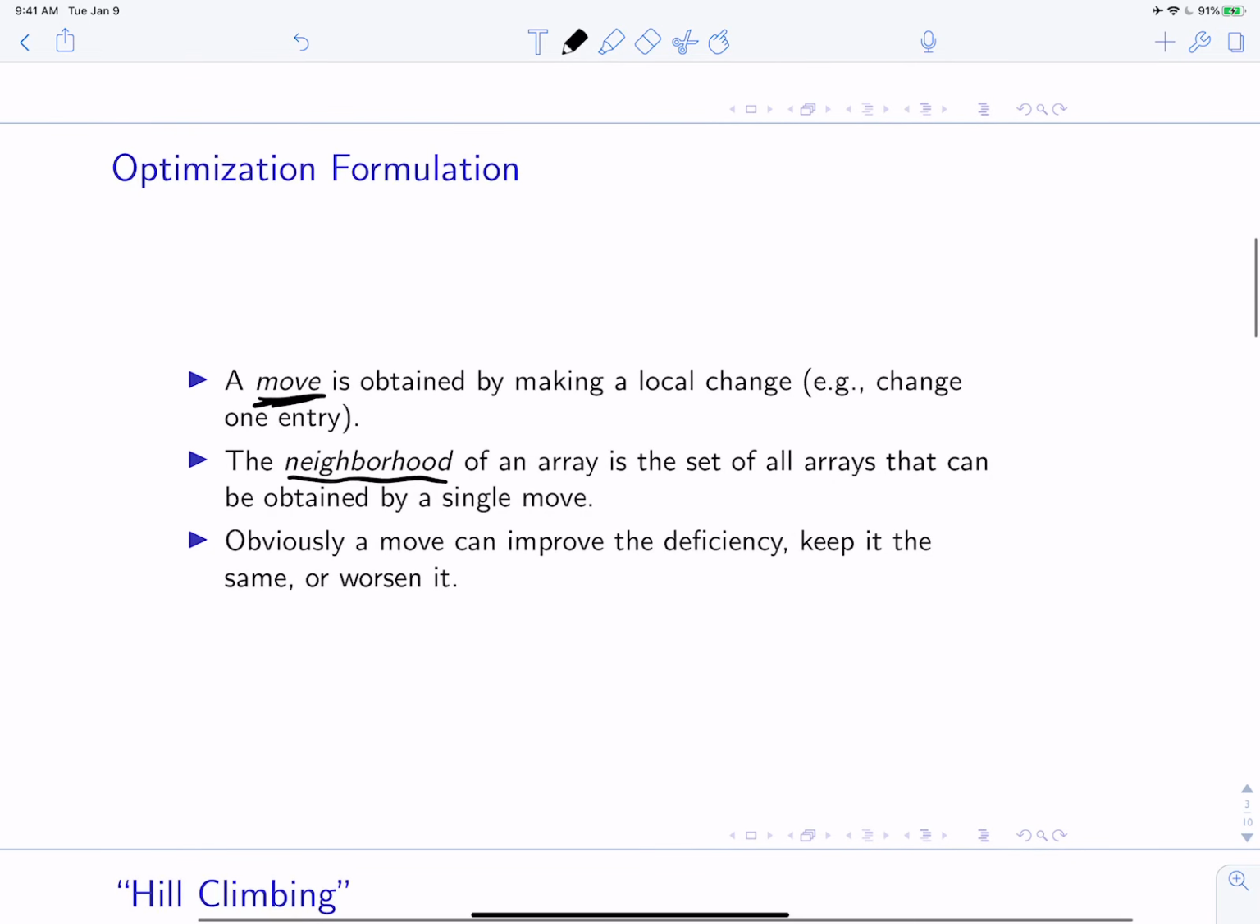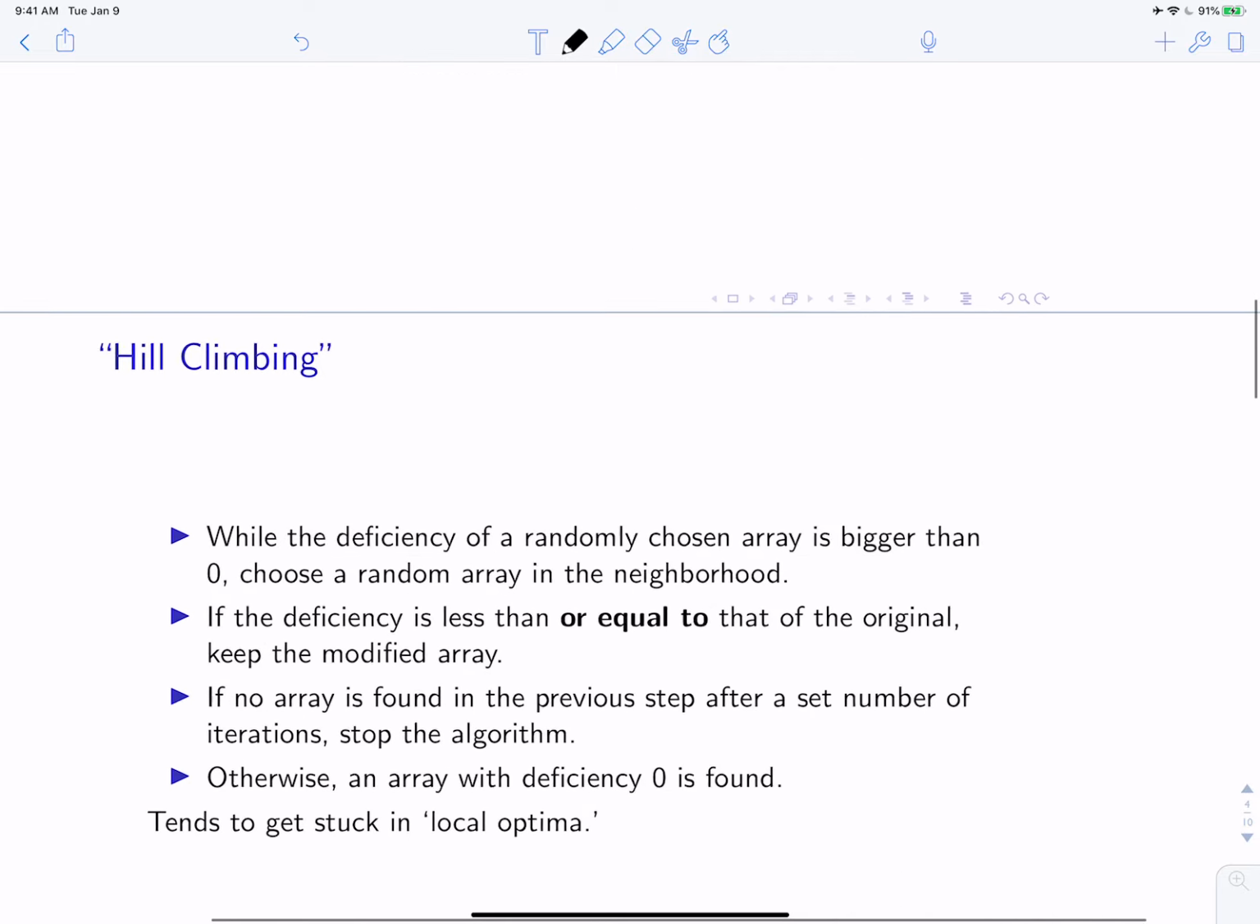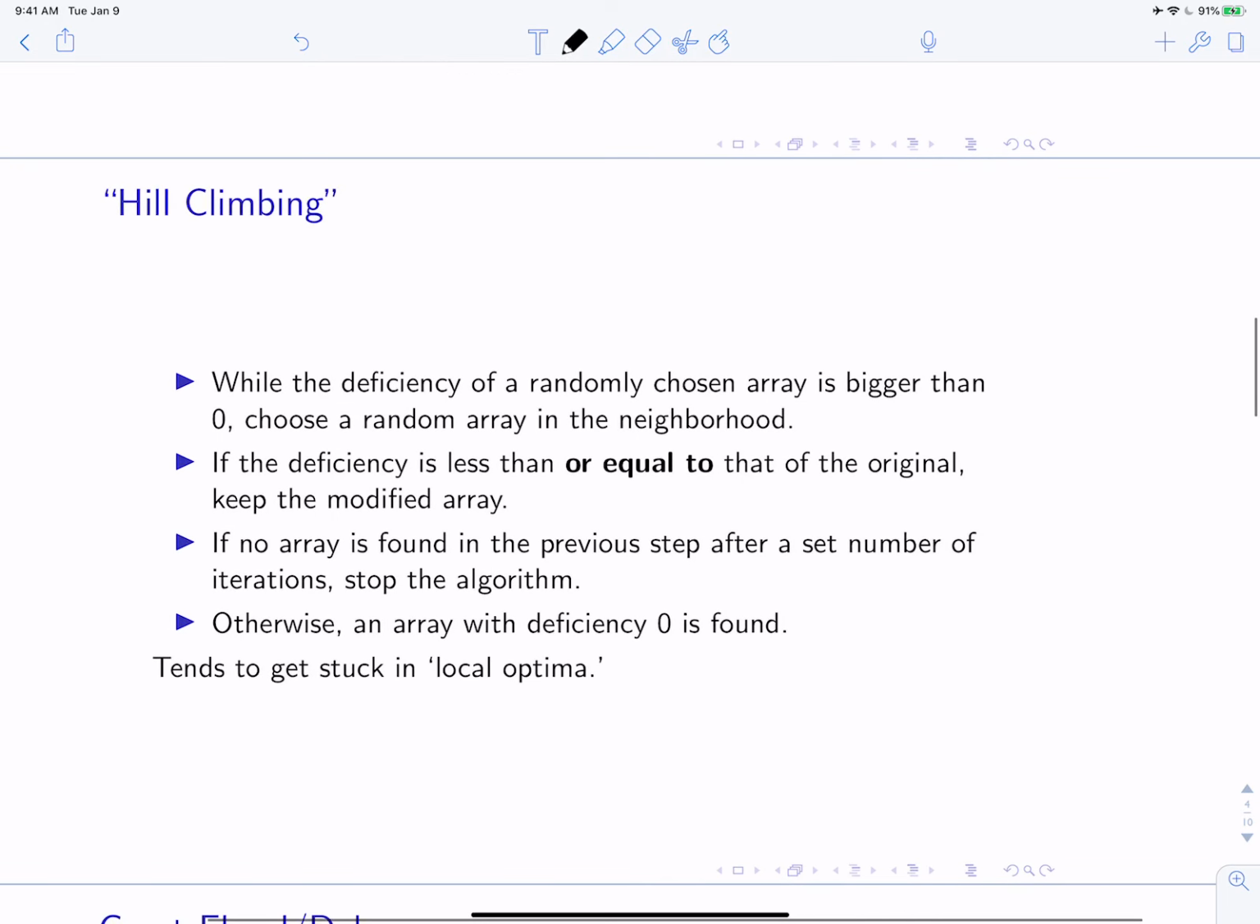So now we just got to determine, well, if we improve the array, that's obviously a good thing. Well, if the deficiency stays the same, is that a good or a bad thing? And if the deficiency goes up, then that's a bad thing it looks like, but it turns out that it may be useful. So let's actually talk about a really simple algorithm first.